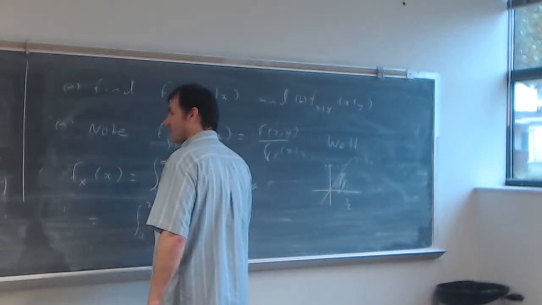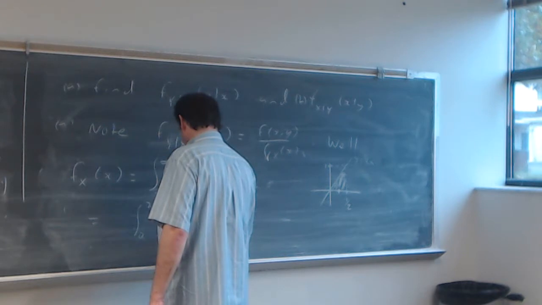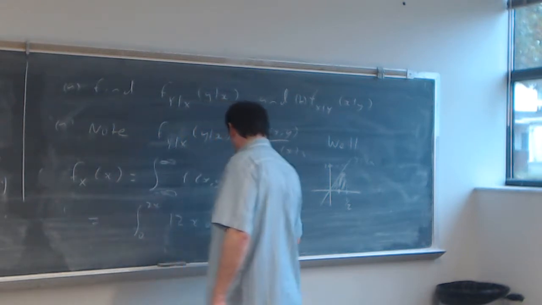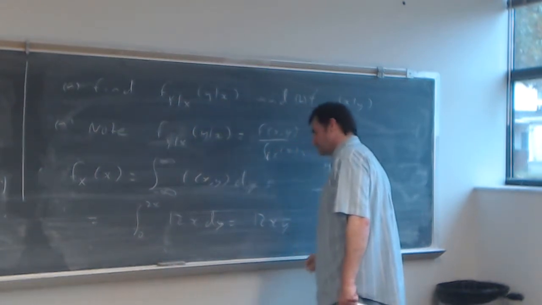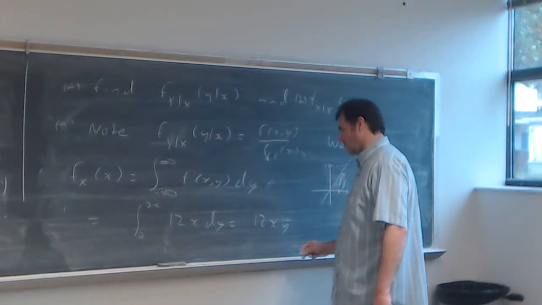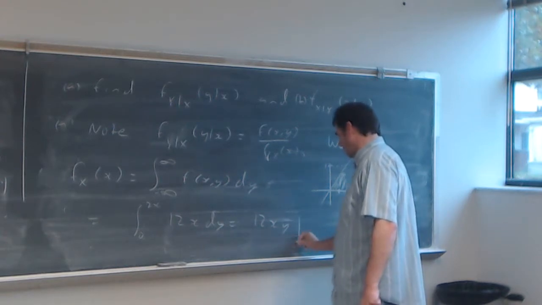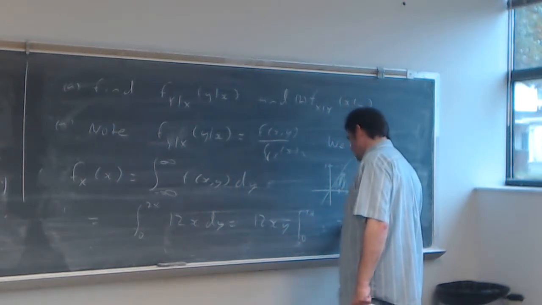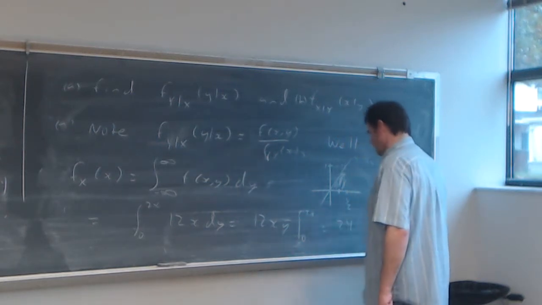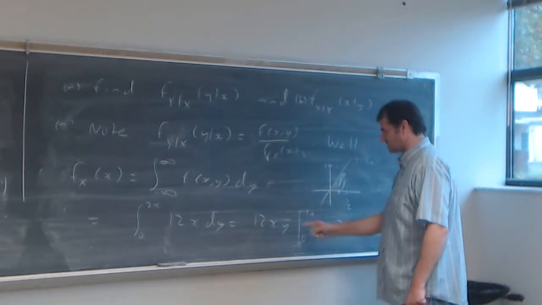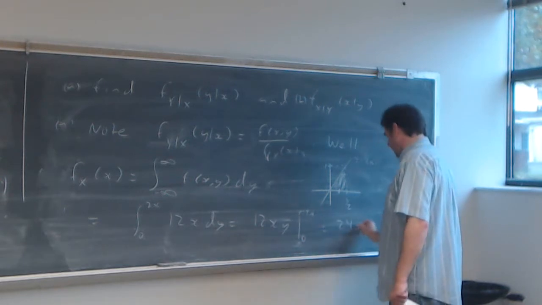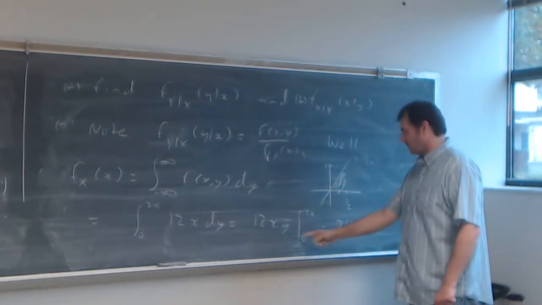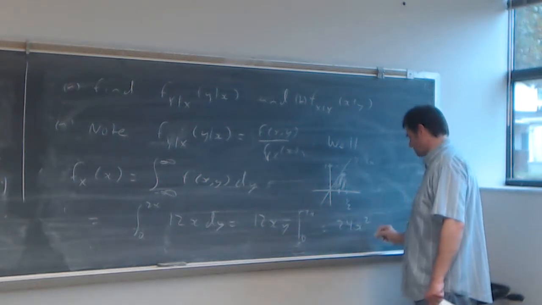Okay, and what is f of x comma y? Well, it was 12x. And we're integrating with respect to y. So that's 12xy evaluated as y runs from 0 to 2x. And so what I get here is 24. So when y is 2x, I get 24x squared. And when y is 0, we just get 0.